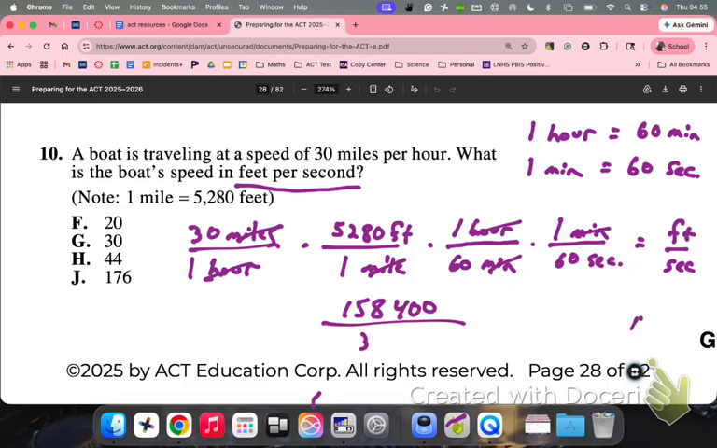That's going to be 3,600. So we can just take 158,400 divided by 3,600. And I'm going to get 44 feet per second. 44 is H. H is the answer I have. Excellent work.